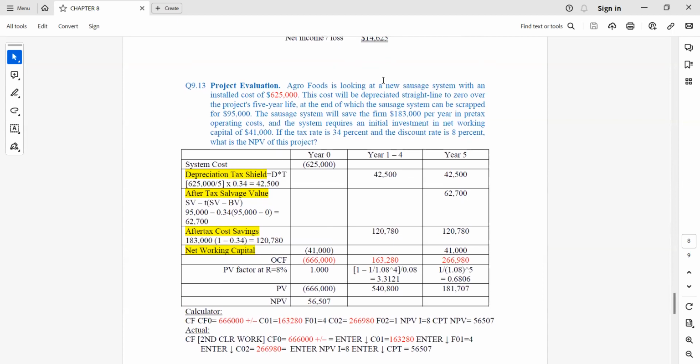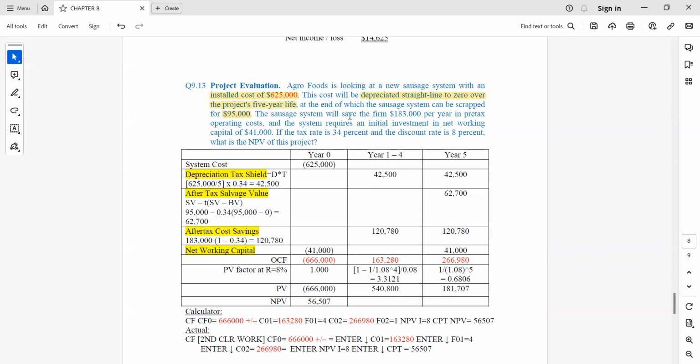AgroFoods is looking at a new social system with an install cost of this amount. This cost will be depreciated straight line to 0 over the project's 5 years life. Depreciated to how much? To 0 over the 5 years life, at the end of which the social system can be scrapped off for how much? This one. So what value is this? Salvage value.